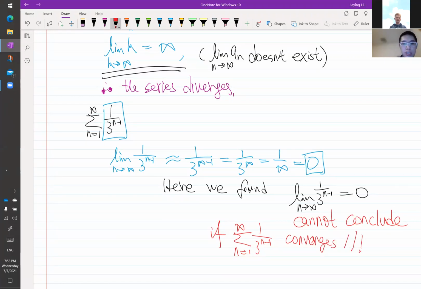So I just want to draw your attention to that. Like I said, we already know it converges, right? We found out it converges because it's a geometric series. We know it converges, but we cannot draw the conclusion by just looking at the limit of this term.